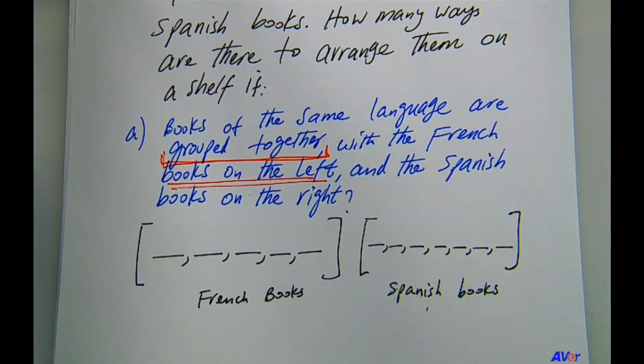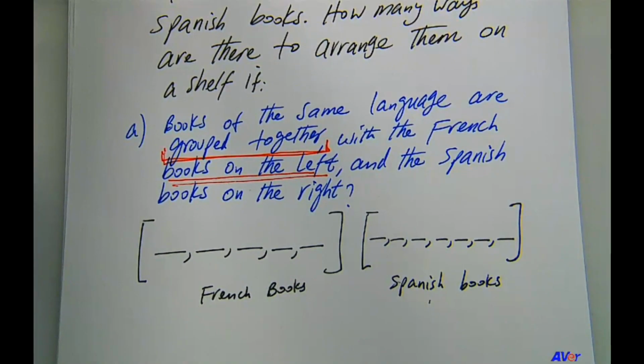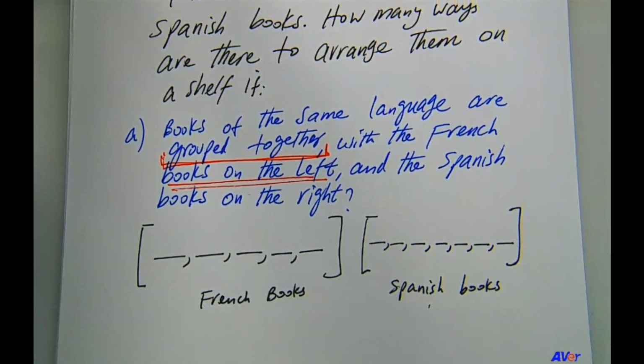And order, of course, matters. Within each group, it matters if this book is here or there. They're not telling us that, but from the context, it's clear that the order matters. And ask any librarian, right? They know that it matters.